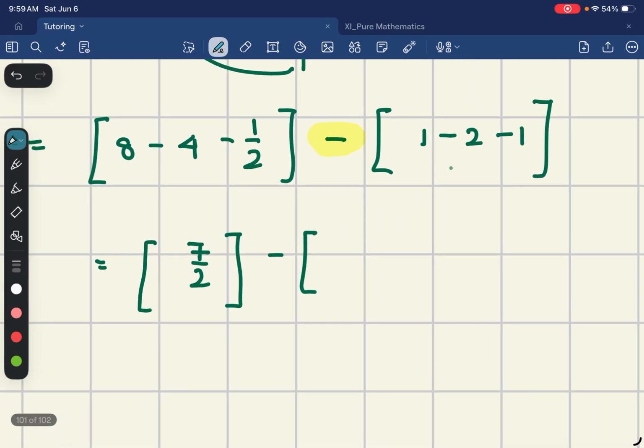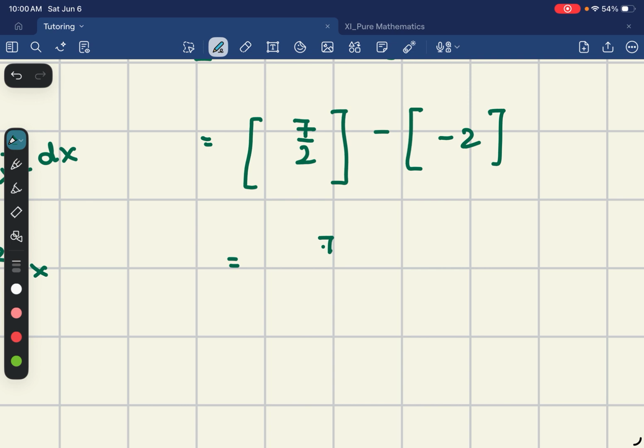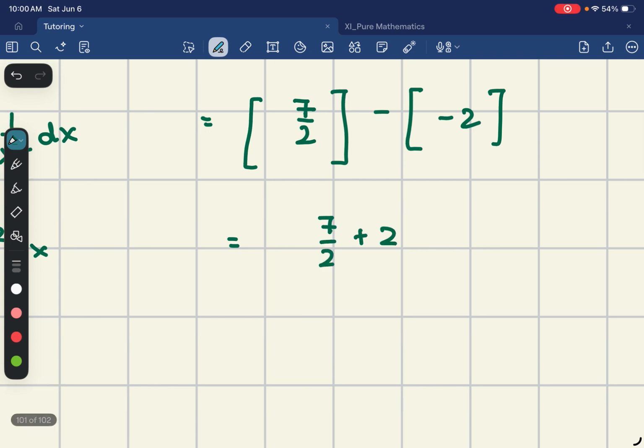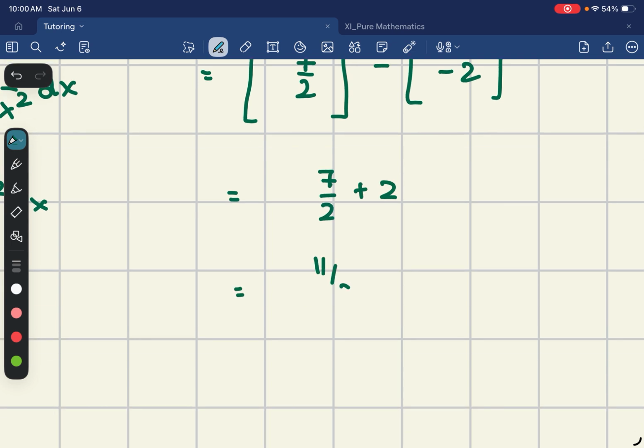Minus 1 minus 2 minus 1 is going to be minus 2. So your final solution is going to be 7 over 2 plus 2, and that is going to be 11 by 2. And that is your solution to 2a. All right, and we are done.